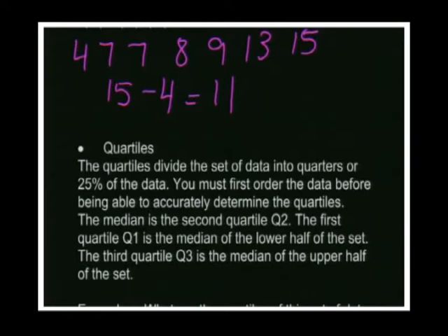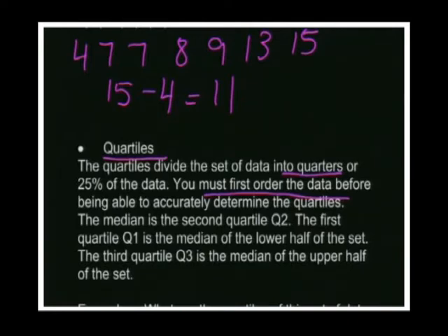The next spread that we're going to look at are called your quartiles. The quartiles divide your set of data into quarters, or 25% of the data. Again, you must first order the data before being able to accurately determine the quartiles. The median is actually your second quartile.